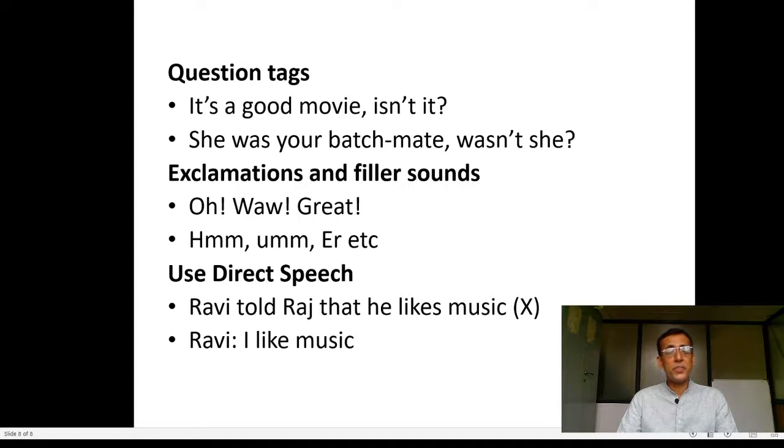And the last thing is use direct speech. As you can see here, "Ravi told Raj that he likes music." Now, this is indirect speech. You are telling what Ravi told Raj in an indirect way. Instead, you should not use such expressions in dialogues. You should use them directly, as you can see here. Ravi, colon, "I like music." So Ravi directly tells what he likes.